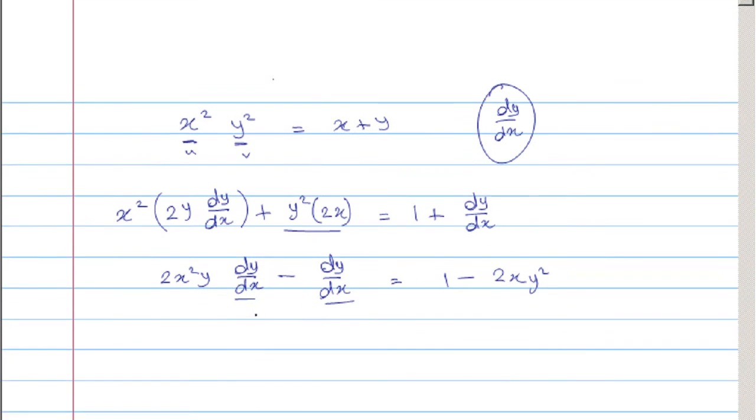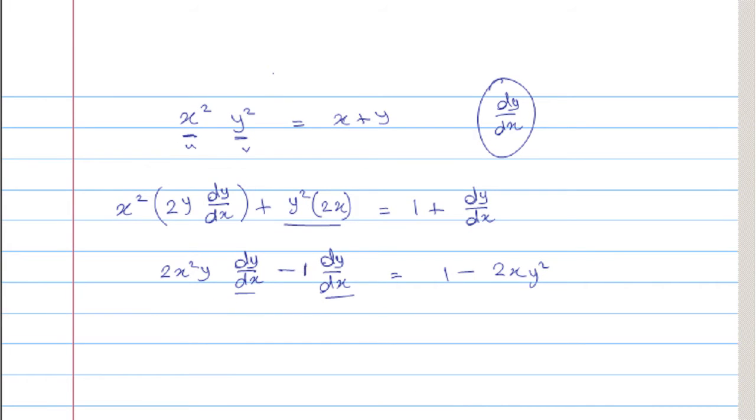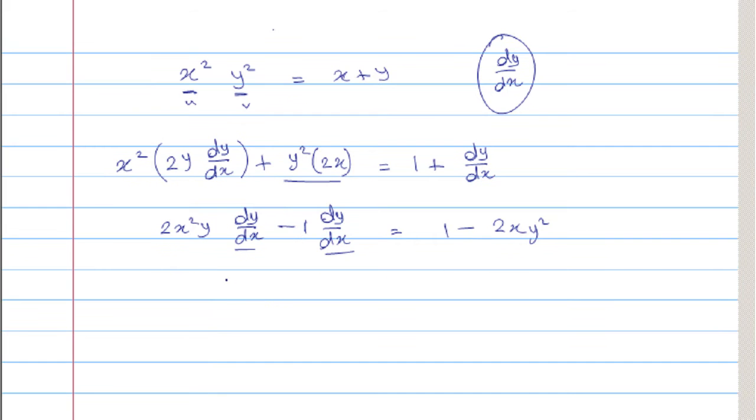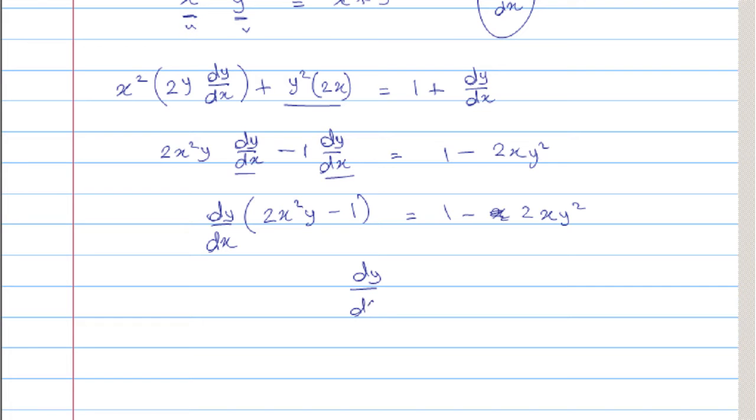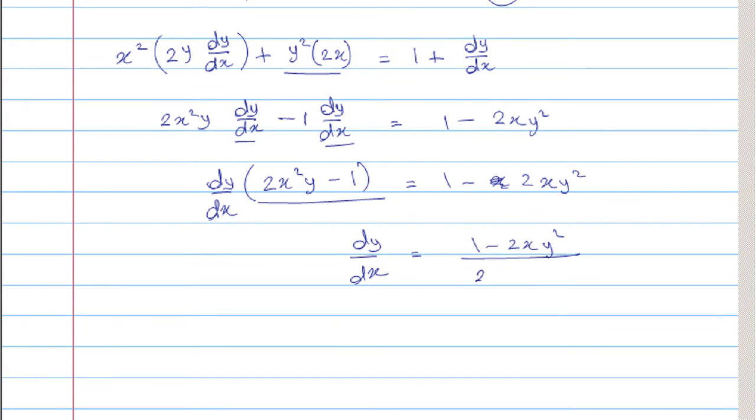Now dy over dx is a common factor. I can think of this as 1 dy over dx. So dy over dx times 2x squared y minus 1 is equal to 1 minus 2xy squared, or dy over dx is equal to 1 minus 2xy squared divided by 2x squared y minus 1.